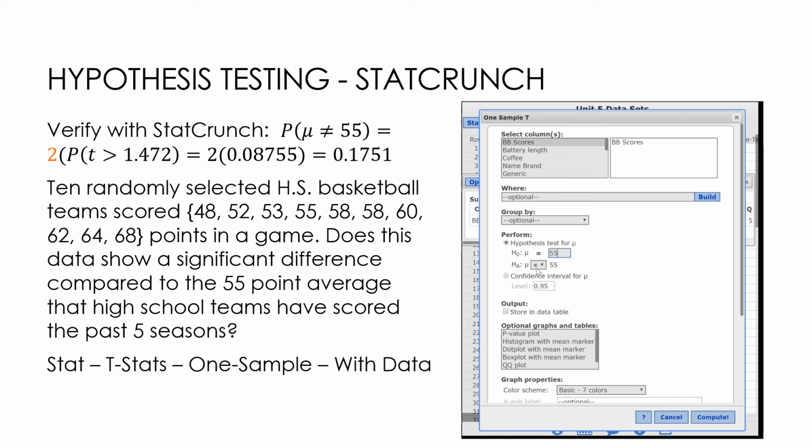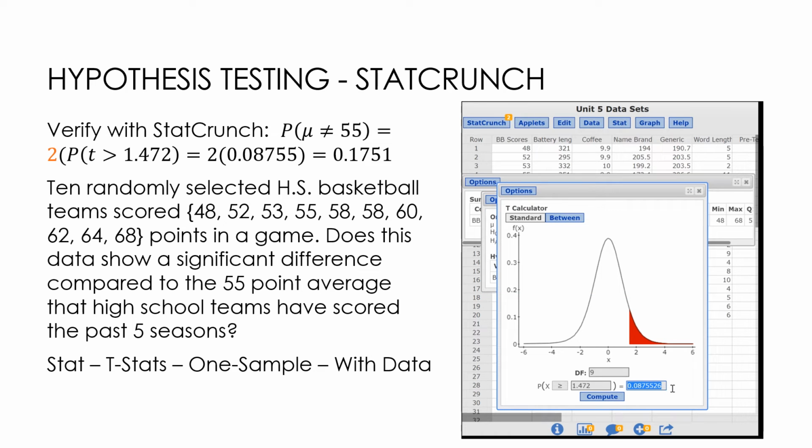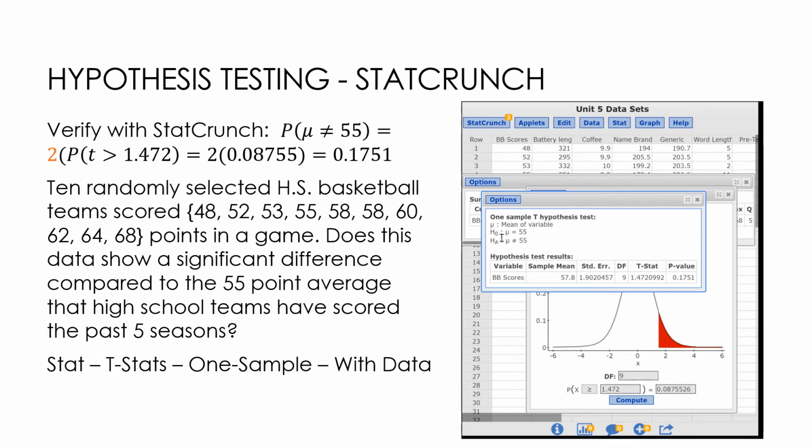Then I'm going to choose the appropriate alternative hypothesis. In this case, not equal to was correct. And then just click compute. And notice I get 0.1751. If I compare this 0.1751 to this answer down here, that tells me I did something wrong, so that should hopefully help me to remember that I have to take this times 2 since it's two-tailed, because the correct answer is the 0.1751.